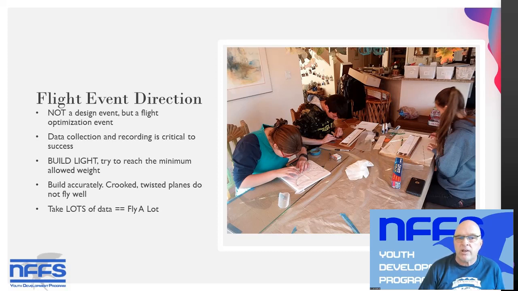You do need to build light to try and reach the minimum weight of 8 grams. You want to be right at that minimum if at all possible. And 8 grams is not that hard to reach if you're careful. You want to build accurately. A twisted, crooked plane just won't fly well. Most of the planes that I've seen with less experienced schools are actually built quite well, and they just need to be trimmed more properly. So we'll talk about that a little later.